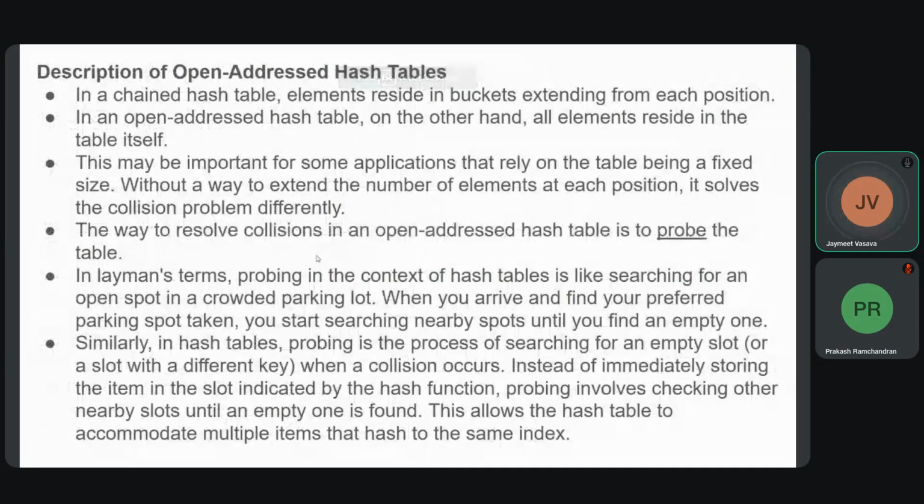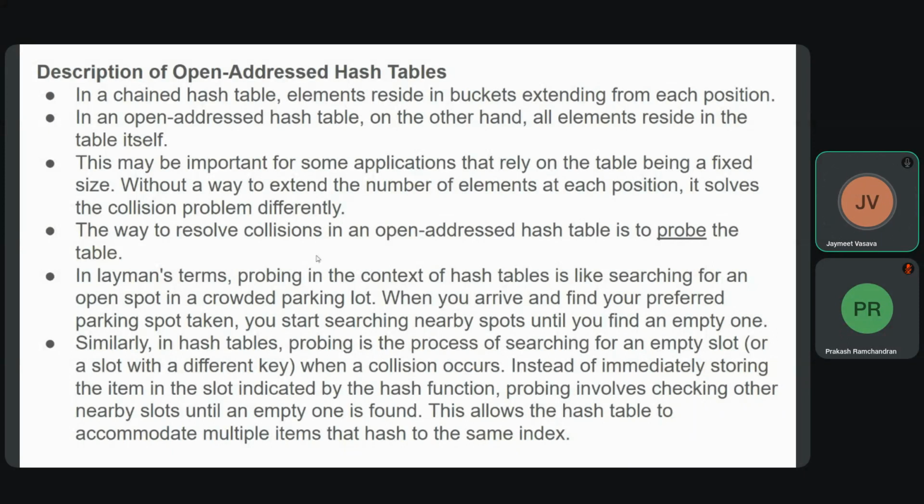So next is the open addressed hash table. In a chain hash table, elements reside in buckets extending from each position. In an open address hash table, on the other hand, all elements reside in the table itself. This may be important for some applications that rely on the table being a fixed size. Without a way to extend the number of elements at each position, it solves the collision problem differently. The way to resolve collisions in an open address hash table is to probe the table.